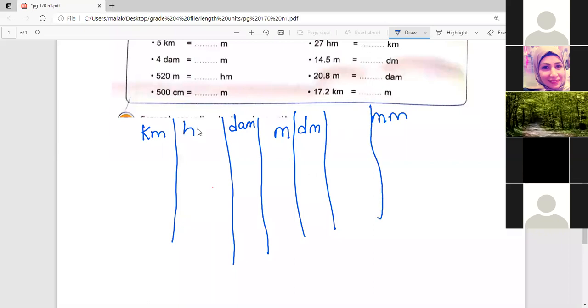Here we have hectometer, and here we have centimeter. We have to study the table of length units.